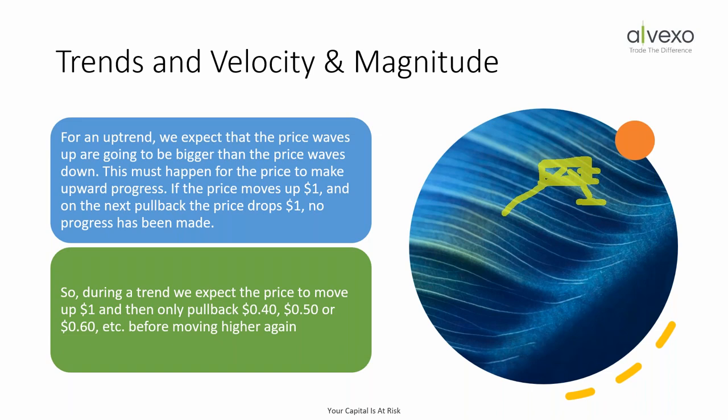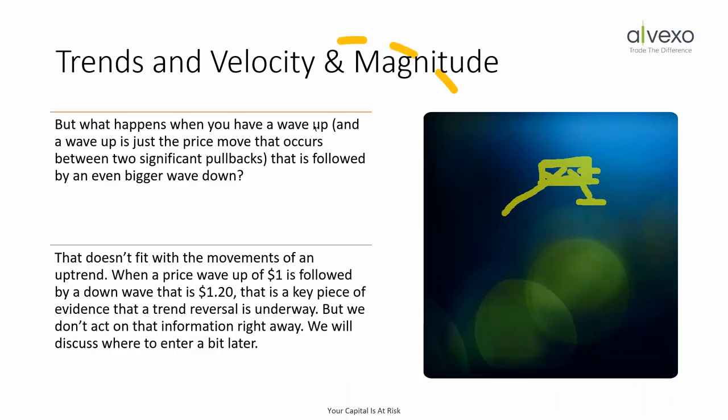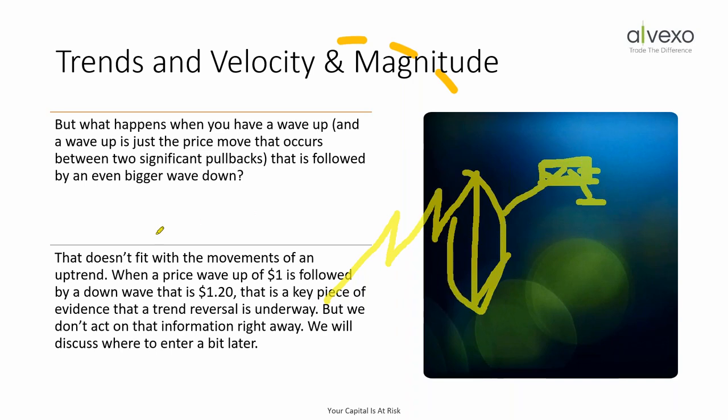Now, we call these retracements. Some of us can use Fibonacci numbers. Some of us can use just push and ease, higher highs and higher lows. But what happens when you have a wave up? A wave up is just the price moves that occur between two significant pullbacks that is followed by a bigger wave down. In other words, we had push, ease, push, ease, push, ease. Okay. So we had a bigger wave down than we had a wave up.